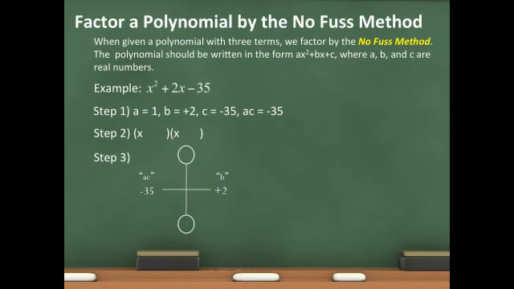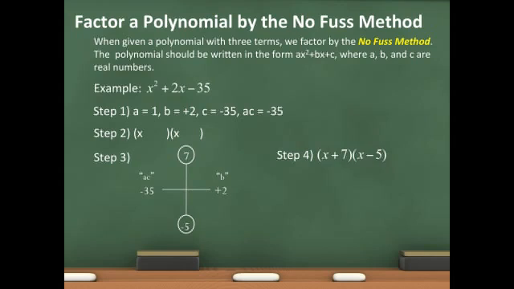Next, we need to come up with two numbers to fill in the circles. Notice that the two numbers need to multiply to give you negative 35 and add to give you positive 2. The two numbers we need are 7 and negative 5. Write these two numbers in the circles.